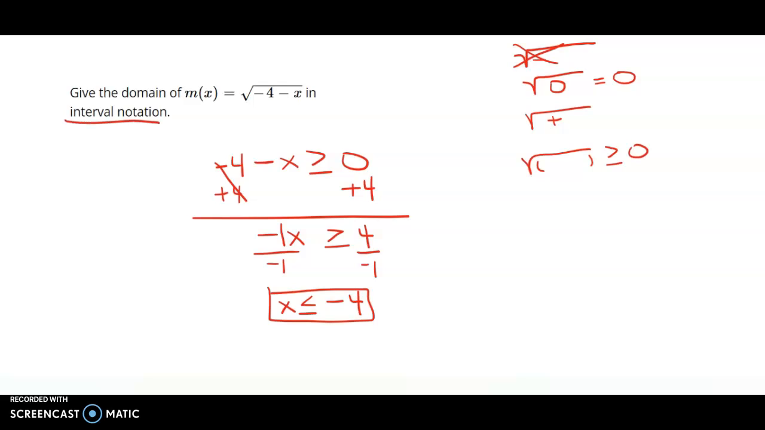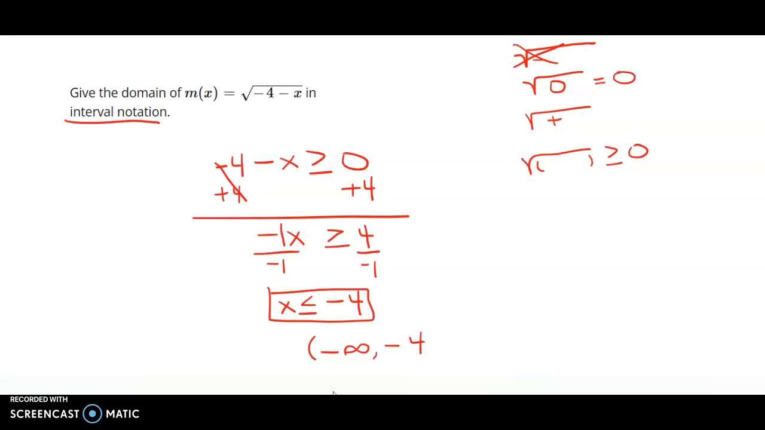Now we also have to put this in interval notation. And so when we write this in interval notation, we can think of the same thing. If x has to be smaller than negative 4, it can be any number smaller, that means it's going to start at negative infinity. It can just be anything smaller. And then it can go up to negative 4. We always do a parenthesis around infinity because it can't be included, because it's just going on forever.